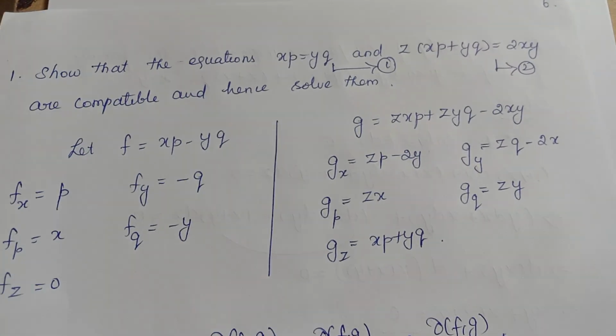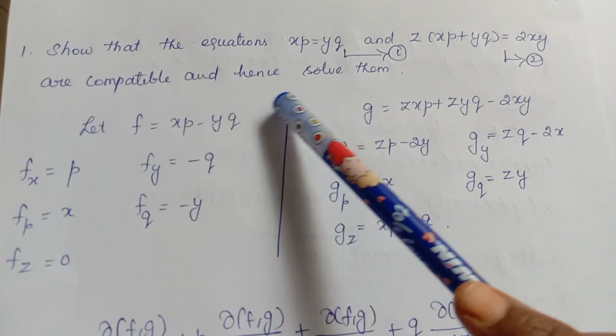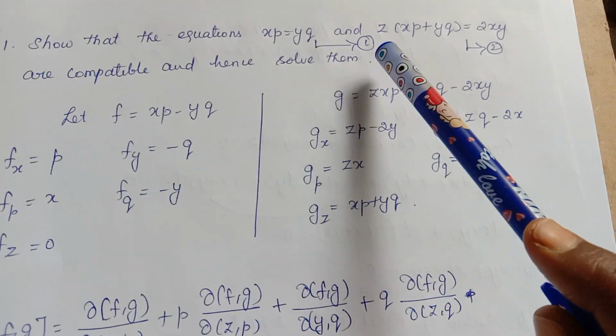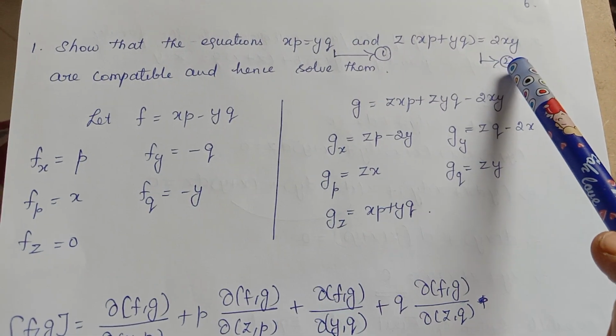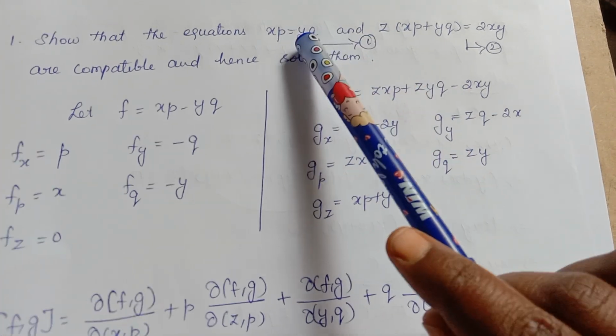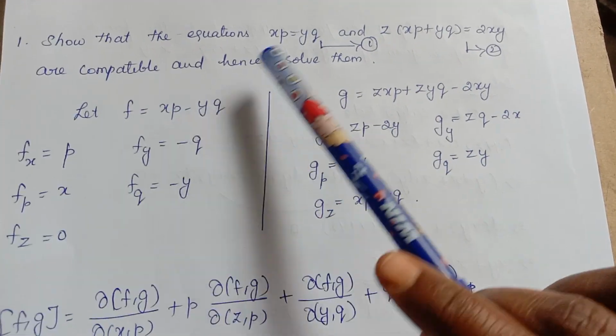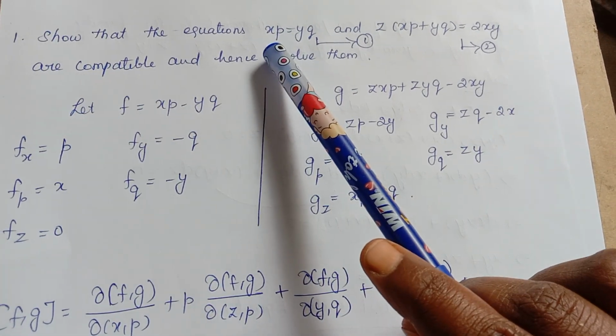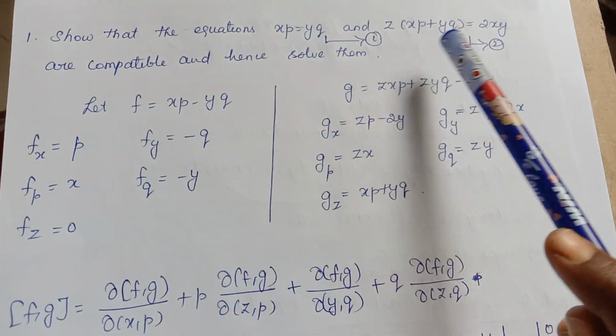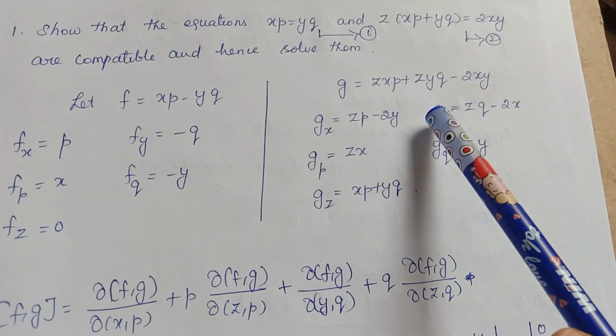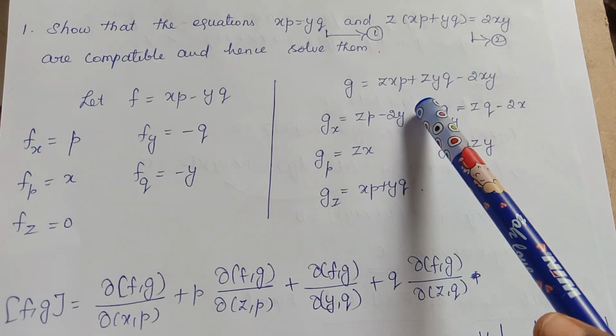Show that the following equations are compatible and hence find the solution: xp equal to yq, and z into xp plus yq equal to 2xy. Let me take f equal to xp minus yq, that is, bring all the terms to the left hand side and take that as f. And here also, zxp plus zyq minus 2xy is taken to be g.